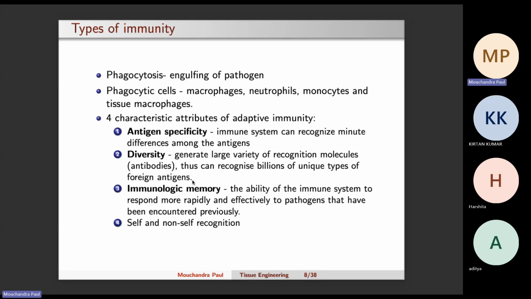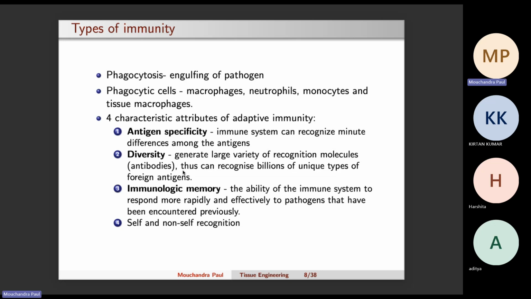Then diversity. For different kinds of antigens, there will be different unique types of antibodies. For each type of antigen, there will be one antibody. So this adaptive immune system has a large collection of antibodies, which can recognize any antigen that is coming into our body. So it gives us a very strong defense mechanism, if that makes sense to you.